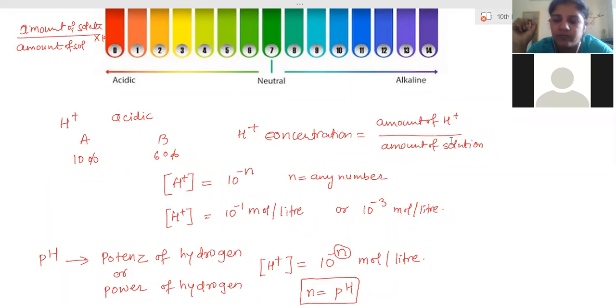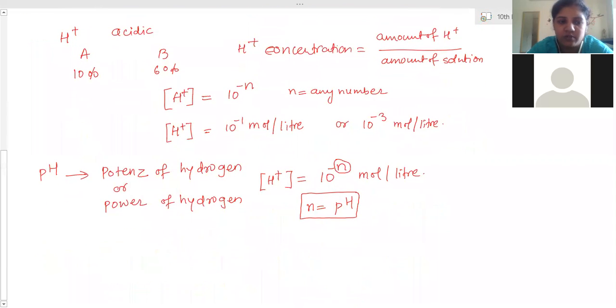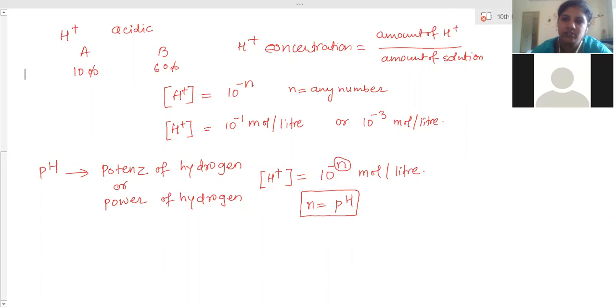Yes, ma'am. H plus ion concentration of all aqueous solutions is represented in moles per liter, and that value is 10 to the power minus some number. What do you mean by 10 to the power minus 1? H plus ion concentration is always represented as 10 to the negative power, 10 to the power minus 1, or 10 to the power minus 2 moles per liter, or 10 to the power minus 12 moles per liter.